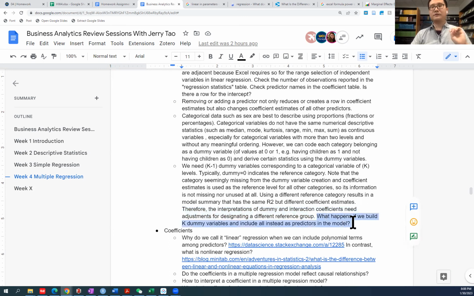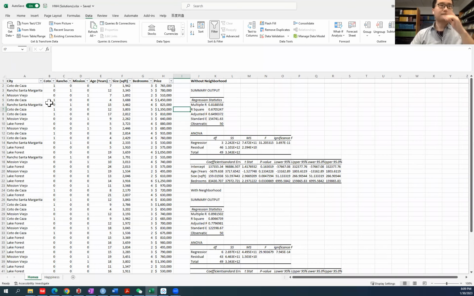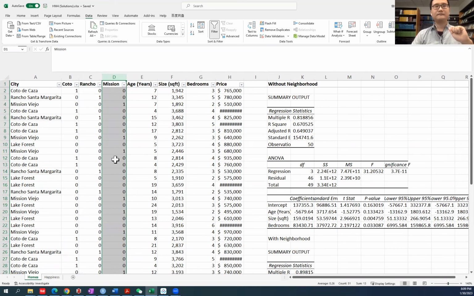Then I encourage you to practice what happens if we build k dummy variables and use all of them as predictors. This would be left for you to do some additional exercise that we won't cover today. However, what we will cover is a typical version of how we build a dummy variable set. Let's come back to our Excel sheet.